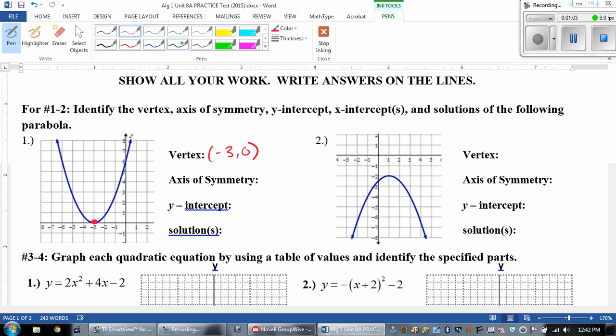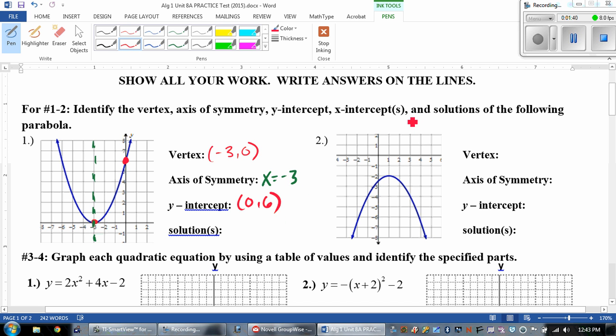Now the axis of symmetry is that imaginary line that goes straight through the x value of your vertex. And so for here, my axis of symmetry is x equals -3. All right, our y-intercept is where the graph crosses the y-axis right here. Okay, so when we're looking at it, it crosses there, and that is the point 0, 6.